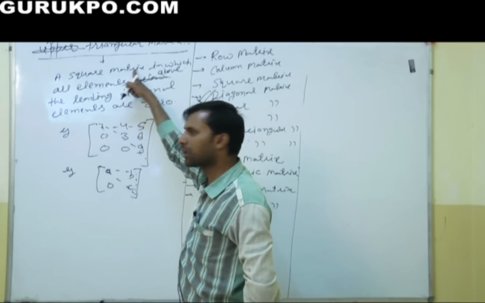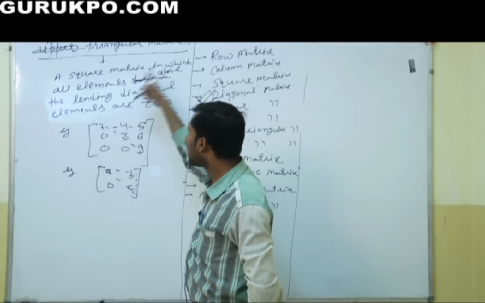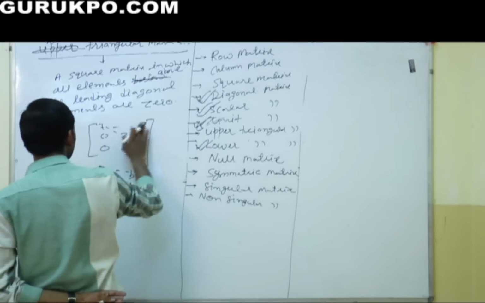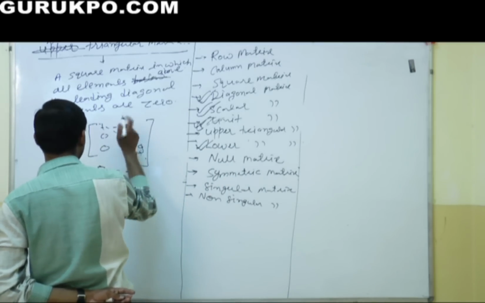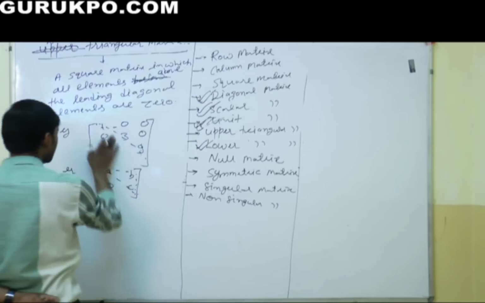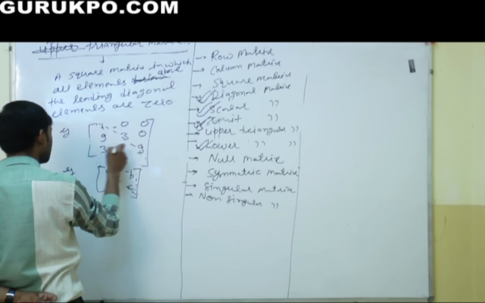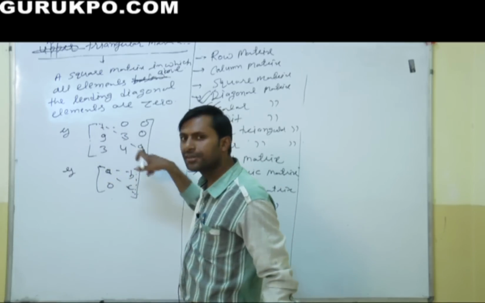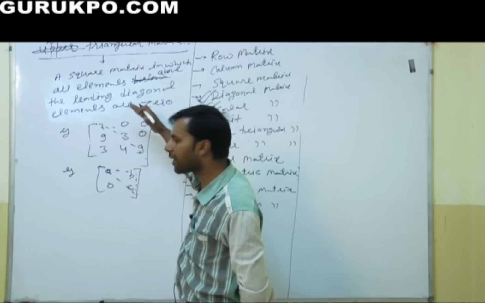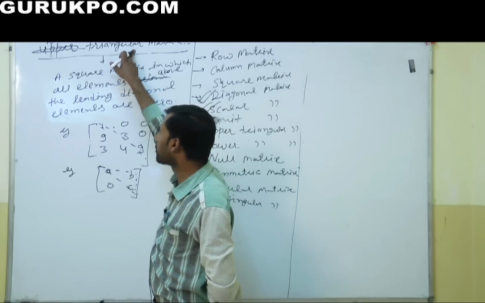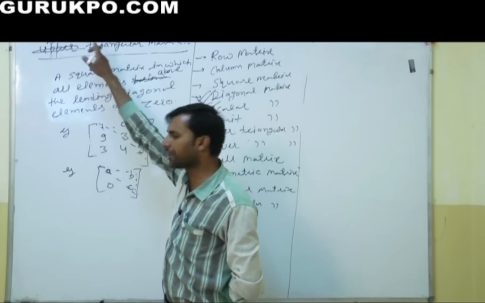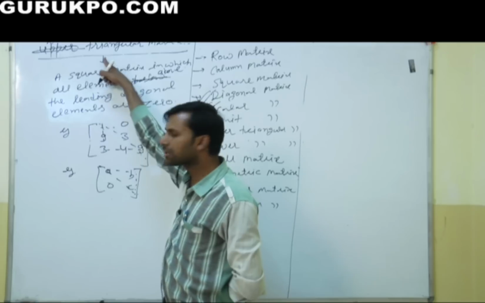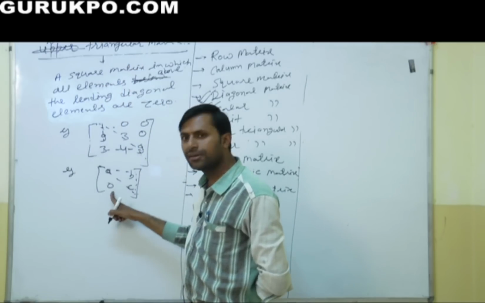What does it mean? A square matrix in which all elements above the leading diagonal are 0. In the upper triangular matrix, the elements below are 0. Now what are the changes? The elements above the leading diagonal are 0 and here there are some elements. So here is a triangle in the lower side. So it is known as a lower triangular matrix. Similarly, in here, what is it?